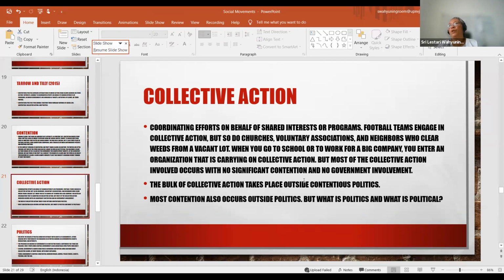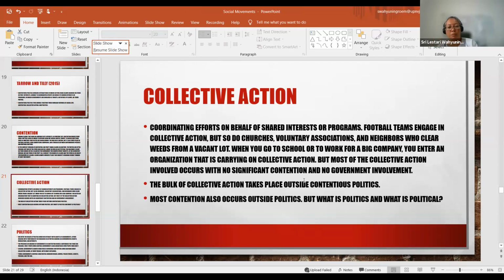So if you have this initiative, for example, this noble idea of cleaning the beach, you may gather some friends and then you make the action together to clean the beach, pick up the rubbish, for example, or clean the area around your neighborhood. That is a collective action. So it's very simple to understand what collective action is.